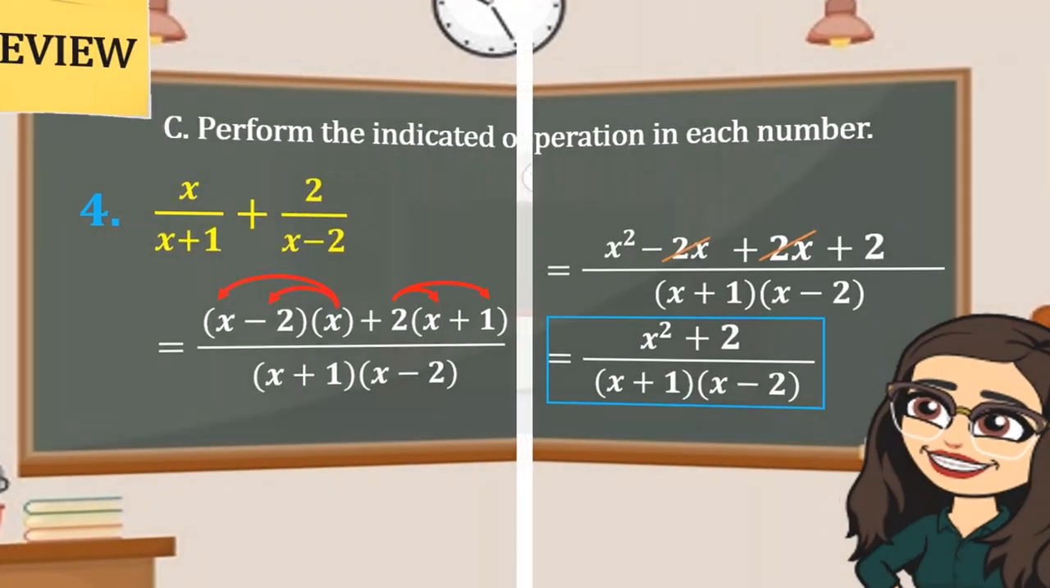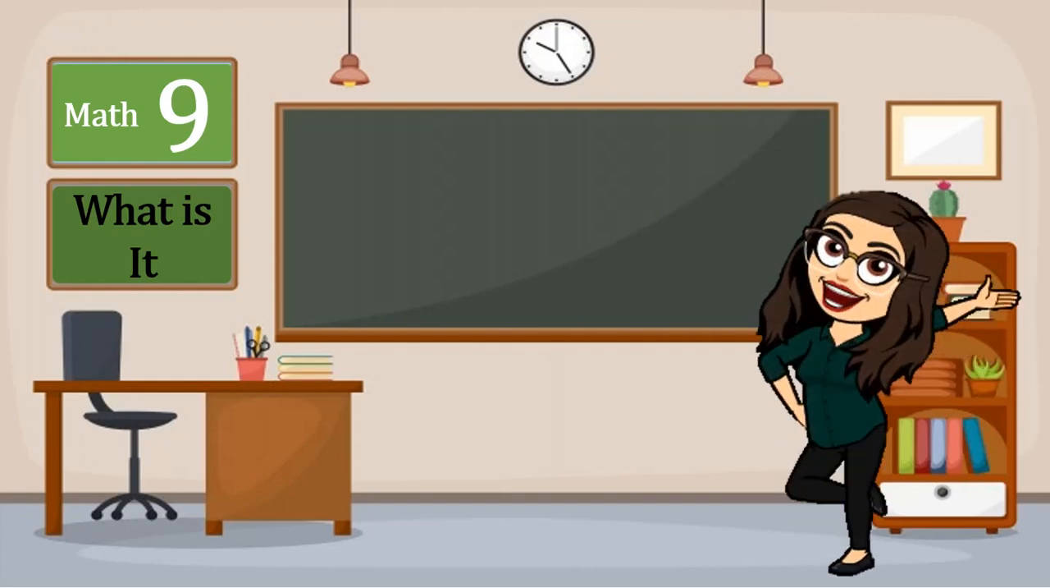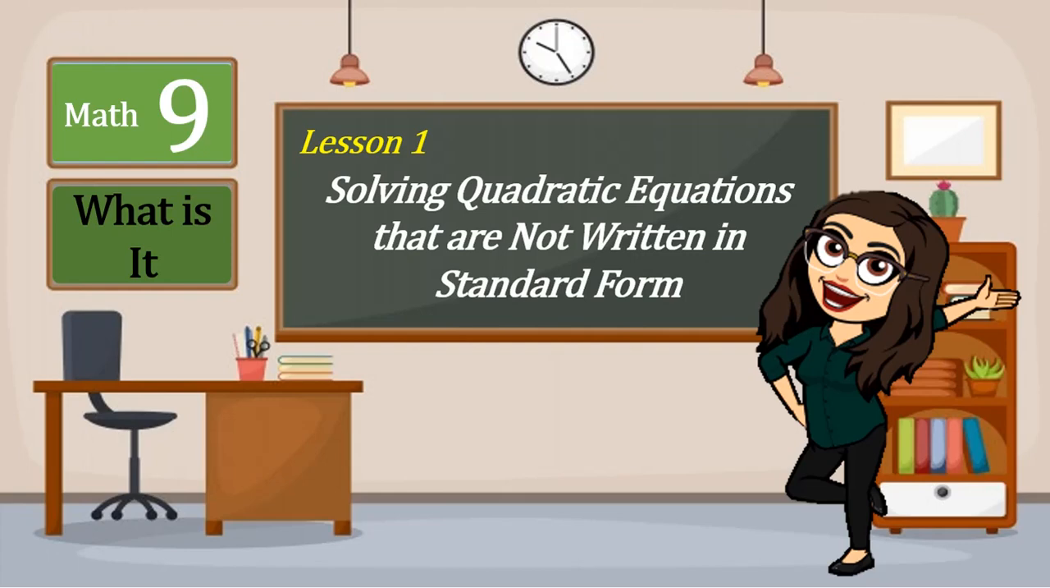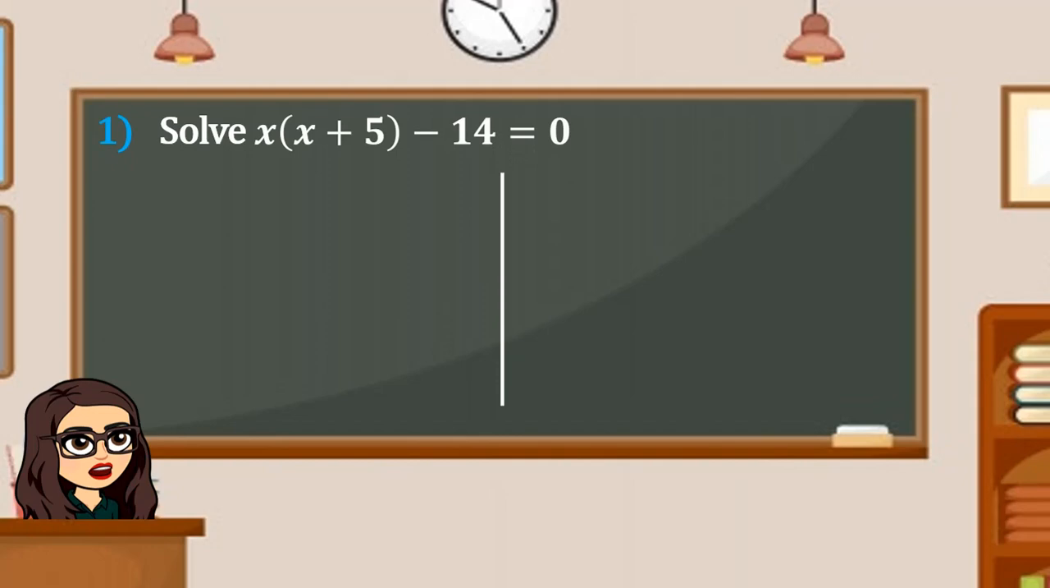Now, we will proceed with our topic. So our topic is divided into 2 lessons. The first lesson is solving quadratic equations that are not written in standard form. And in order to understand this lesson, let's have the different examples. Example number 1 is solve x times quantity x plus 5 minus 14 equals 0.